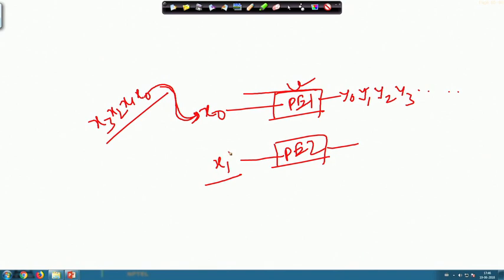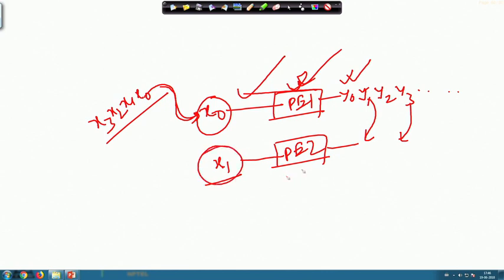But in this case, x0 will be processed here and x1 will be processed here. So y1 will come here, y3 will come here. That means the even samples will be processed by this processing element, and the odd samples I pass through PE2. At that time I will get the even outputs, and the odd outputs I will get at this particular output of the processing element block.